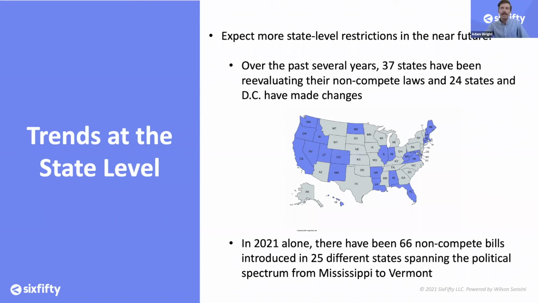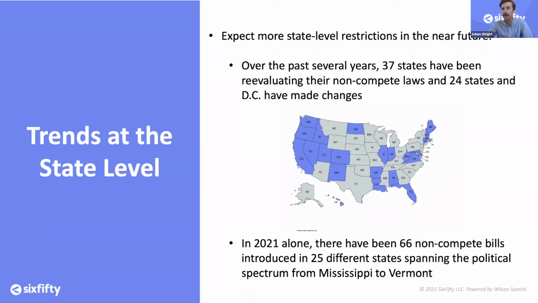So what can we expect? I think it's pretty clear that we can expect more state level restrictions in the near future. Again, the quickness in which the law is changing here is really breathtaking. Over the past several years, 37 states have been reevaluating their non-compete laws, and 24 of those states and DC have actually made changes to their non-compete laws.